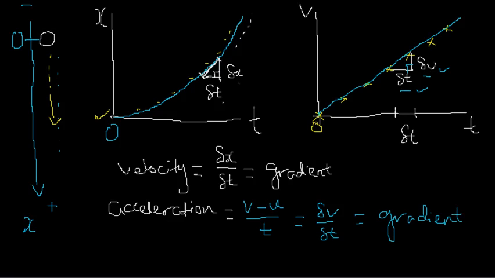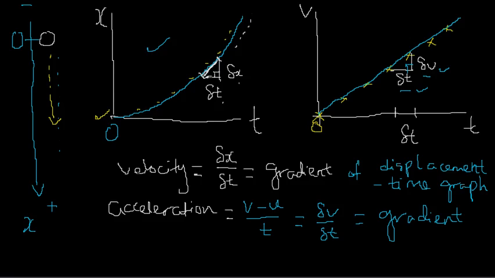Okay, gradient. We have two gradients here. In the first case, we say that velocity is a gradient. Actually, to be quite clear which graph we're talking about, velocity is the gradient of the displacement plotted against time. We call that the displacement time graph, which is this one here, where we plotted x against t.